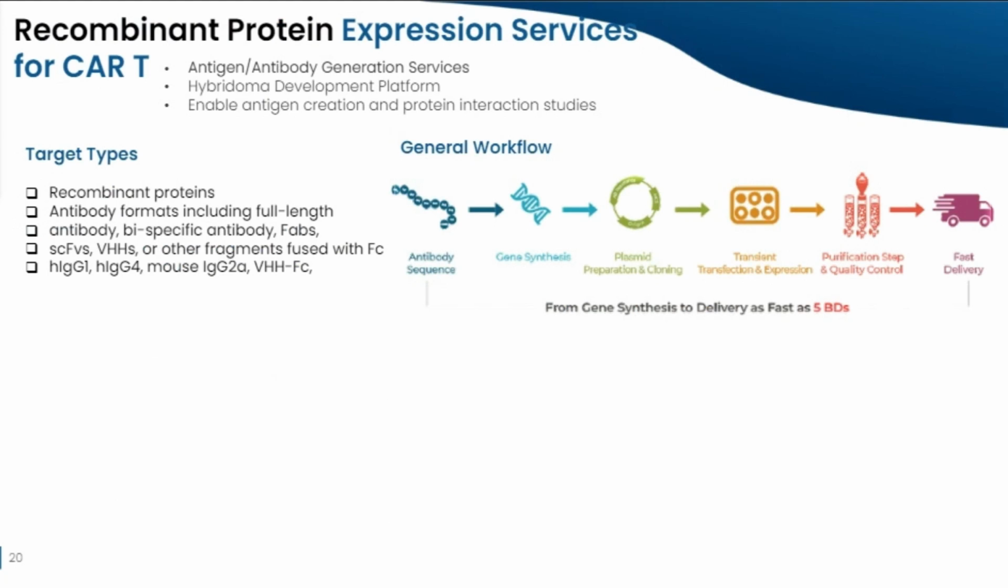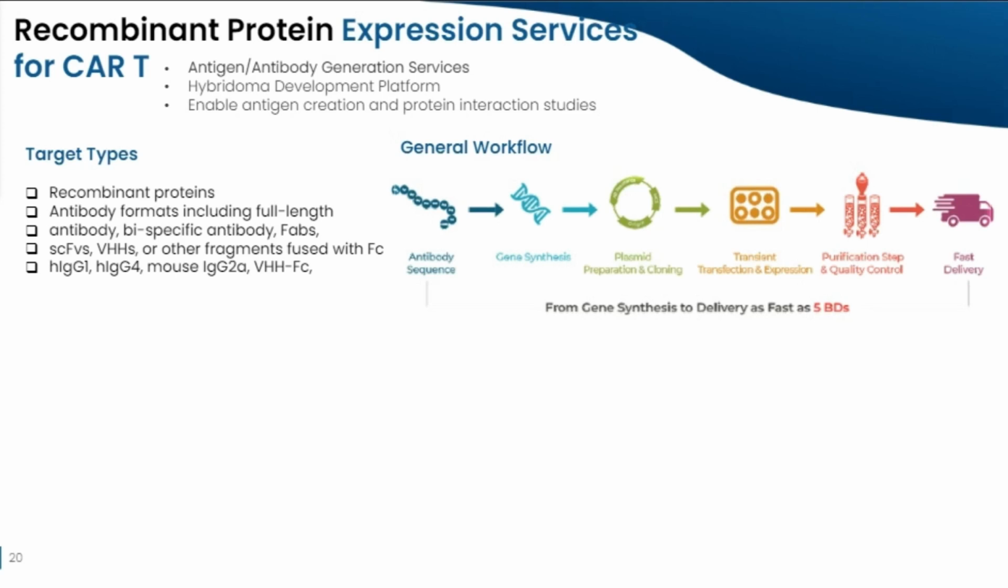Recombinant protein expression service plays a very important role in the field of cell and gene therapy, and this service gives the therapeutic protein and antibody that not only enhance the CAR specificity and effectiveness, but also elevate the efficacy of cell and gene-based treatment.